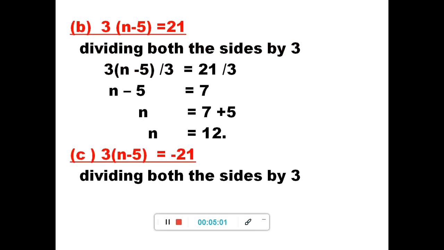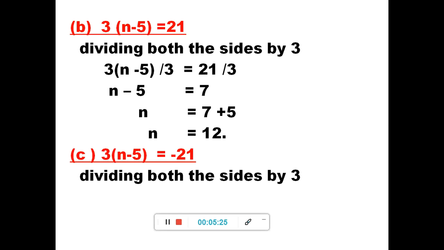Now B, 3 multiplied by (n minus 5) equal to 21. So dividing both the sides by 3, 3 and 3 will get simplified in the left hand side. So n minus 5 equal to 7. So n equal to 7, minus 5 will be going to the right hand side. So minus 5 will become plus 5. So n equal to 7 plus 5 equal to 12.